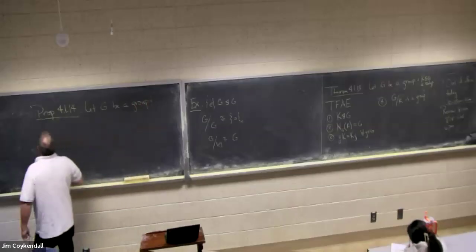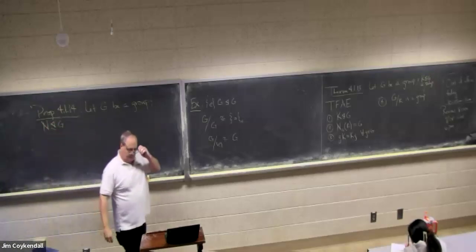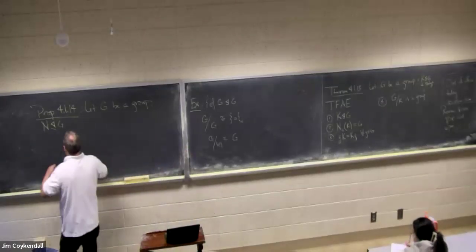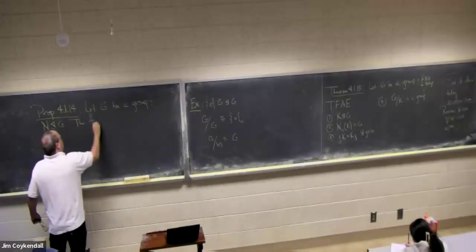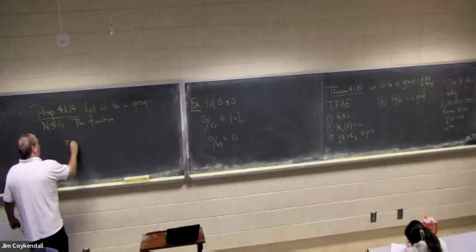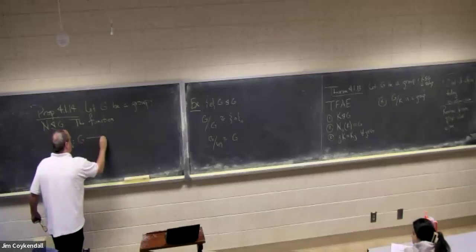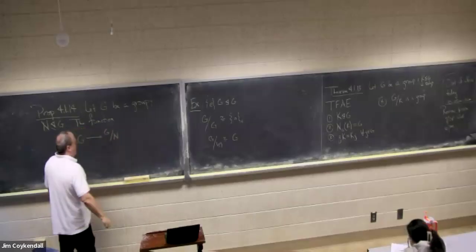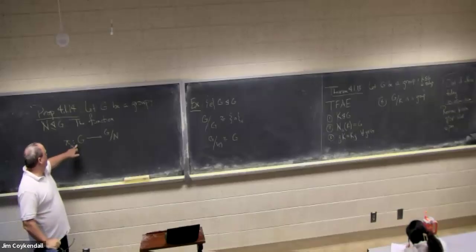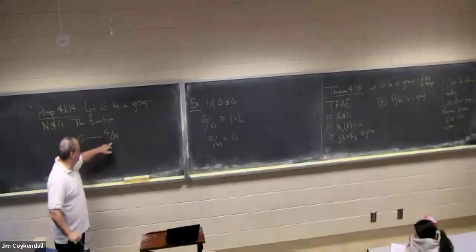Let G be a group and N a normal subgroup. Consider the function pi. This is sometimes called a projection function. It goes from G to G mod N. And since N is a normal subgroup, this is a group.